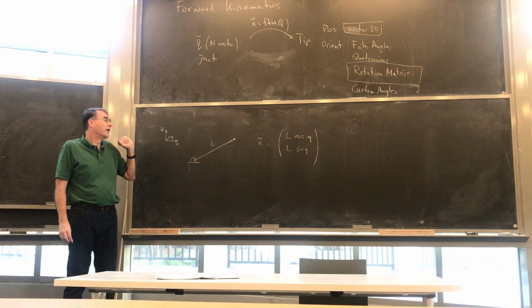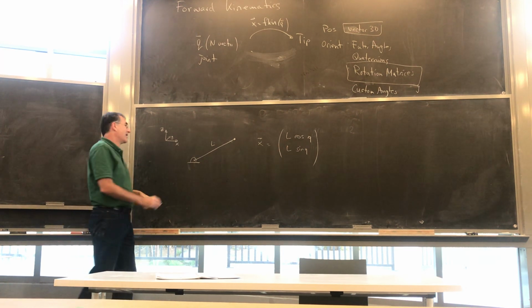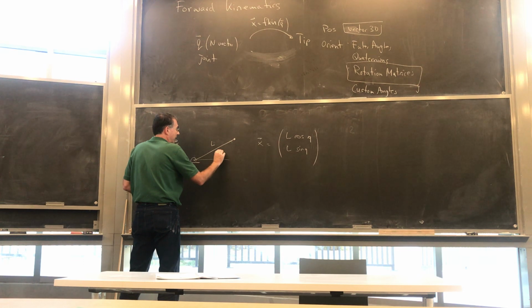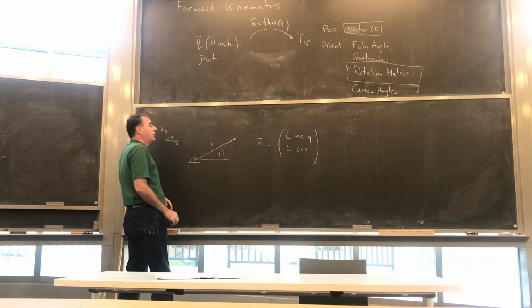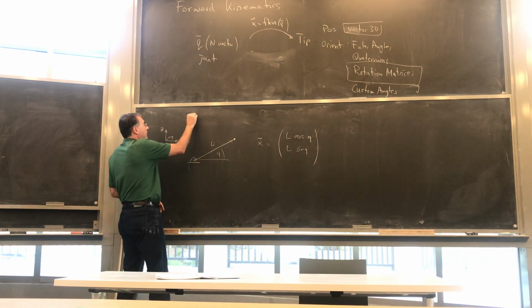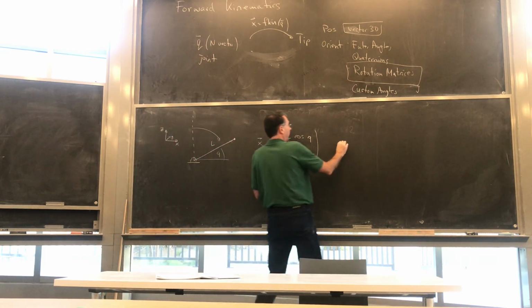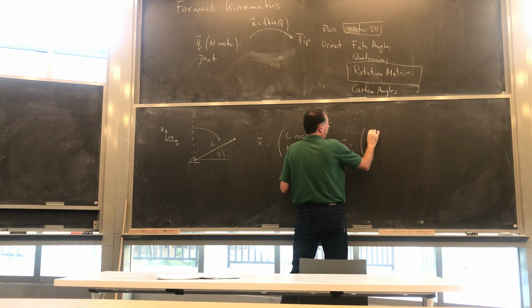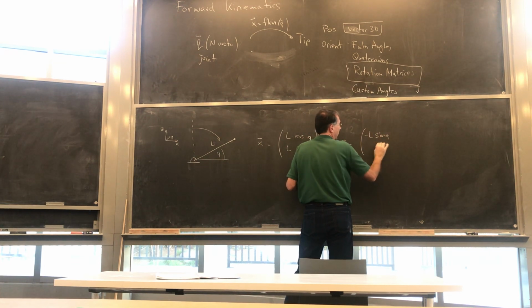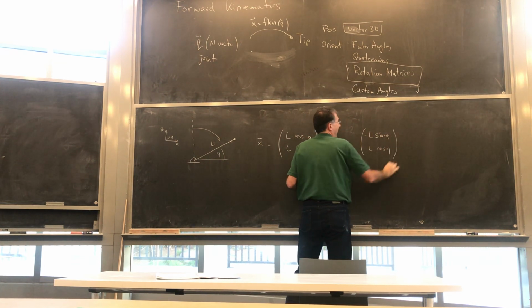First comment, what all assumptions have I made here? I used this as my reference, so I measured Q from here, right? If I had used this as my reference, I would have gotten a very different one. I would have gotten, what is that, minus L sine Q and L cosine Q.